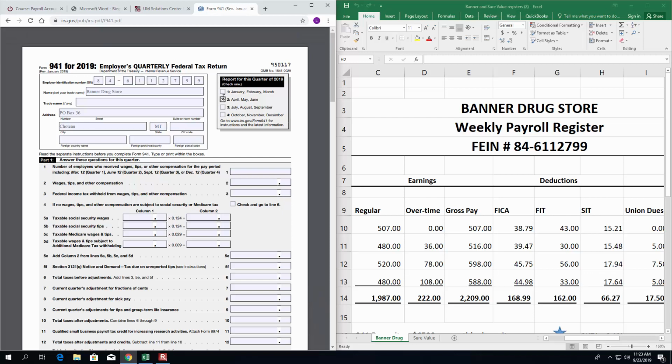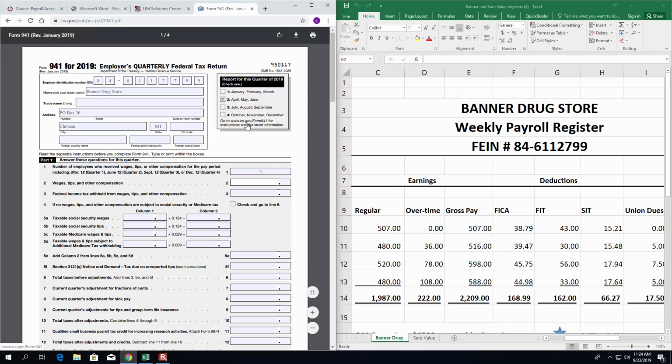I just made up the address. All I gave you is the EIN, and then I want you to go over, and I tell you on the payroll register what quarter we're in. Part 1, line 1, how many employees are there? 4, tab. Wages, tips, and other compensation.